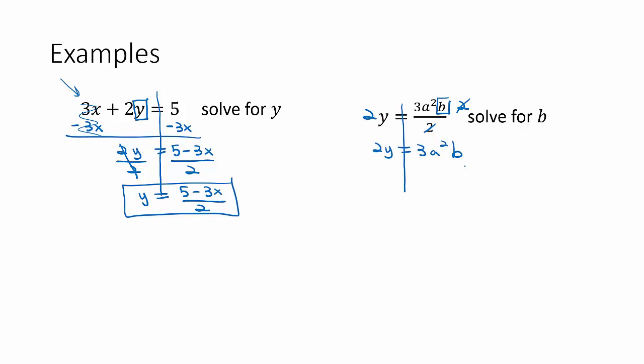We want to solve for the b. Well, right now the b is multiplied by that 3a squared. So we undo the multiplication by dividing by the 3a squared on both sides. So the 3's and the a squareds are gone, and we're left with b equals this ugly fraction, but the correct answer, 2y over 3a squared. Same processes, we just have these extra letters hanging out. We're not simplifying to a number. We're getting this weird algebraic expression that's equal to b.